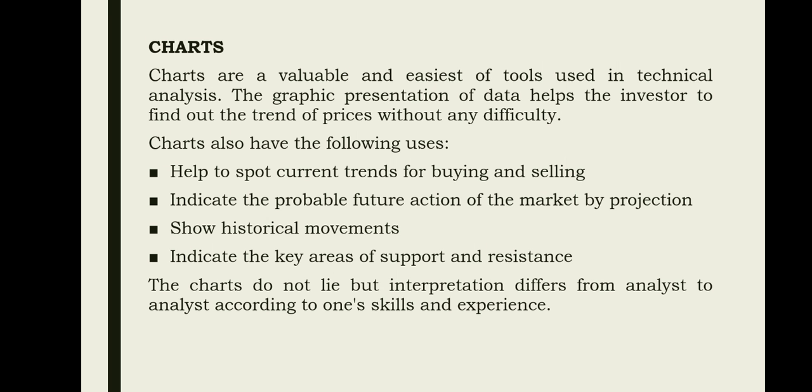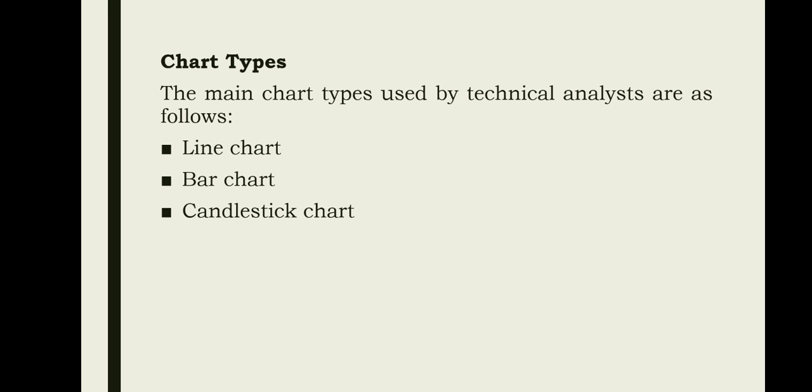The charts do not lie, but interpretation differs from analyst to analyst according to one's skills, experience, and capacity. The same chart can be differently analyzed by two different analysts. It depends on the skills and experience of the analyst, not on the chart. Chart types. The main chart types used by technical analysts are as follows: line chart, bar chart, and candlestick charts. Let's study about all these charts one by one.